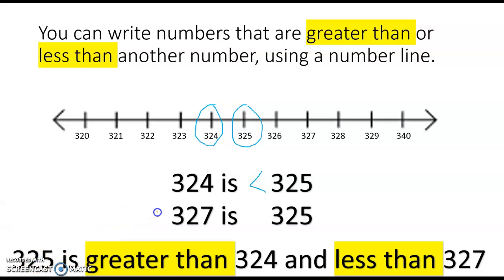Let's try another one. 327. Let's find 327. We're also comparing that one to 325. 327 comes after, so I know that it's greater than 325. So 325 is greater than 324, but it's less than 327.